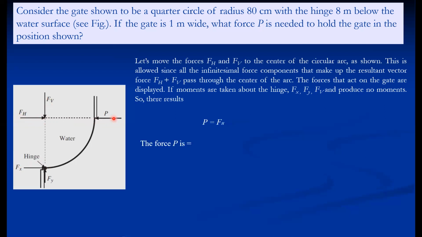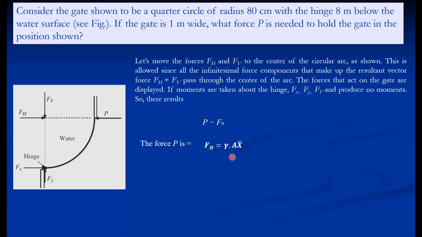So P is equal to Fh. The force P is equal to Fh, the horizontal component, that we can calculate. That is the force acting on the projected area of the curved surface on the vertical plane. If we take a projection of this curved surface on the vertical plane, it becomes a rectangle.